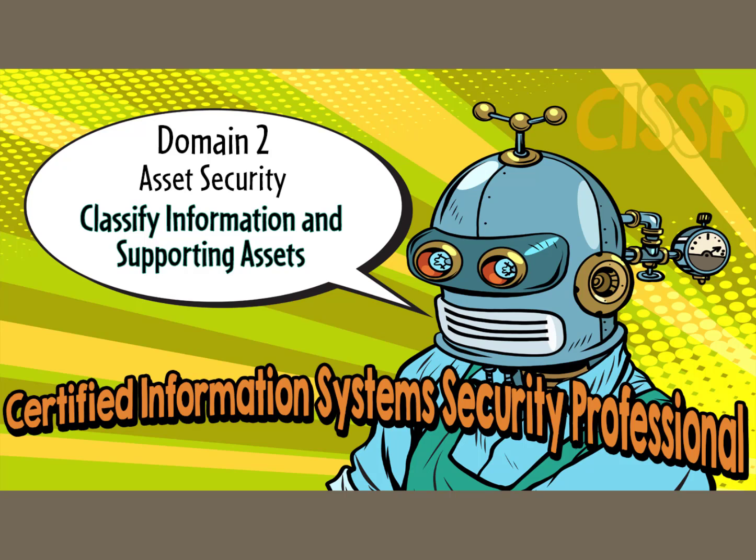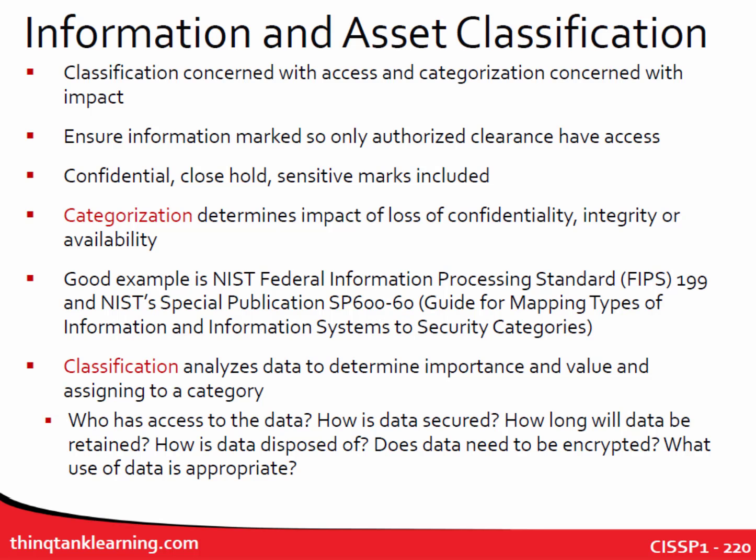All right, now we're moving into classifying information and supporting the assets within our organization. Classification is concerned with access and categorization, which is concerned with the impact, right? We want to make sure that we categorize our information appropriately because we provide controls for that information based on that classification.